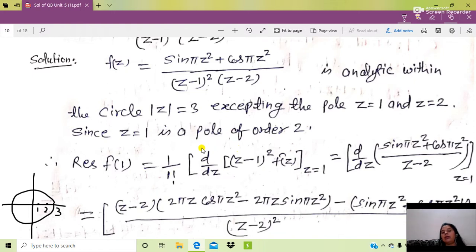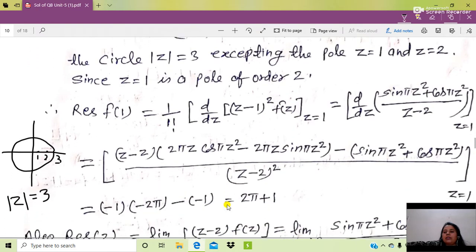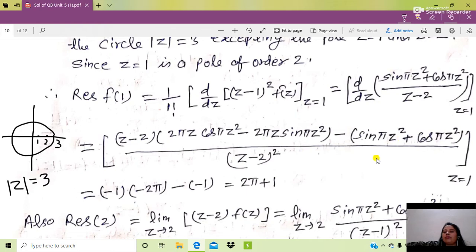If we multiply by (z − 1)², it will be (sin πz² + cos πz²) upon (z − 2), and the (z − 1)² gets cancelled. So we have to differentiate this, and then put z = 1. To differentiate we use the formula for differentiation of f1 by f2. After differentiation we put z = 1, and the value of the residue is calculated as 2π + 1. So this is the residue of f at 1.